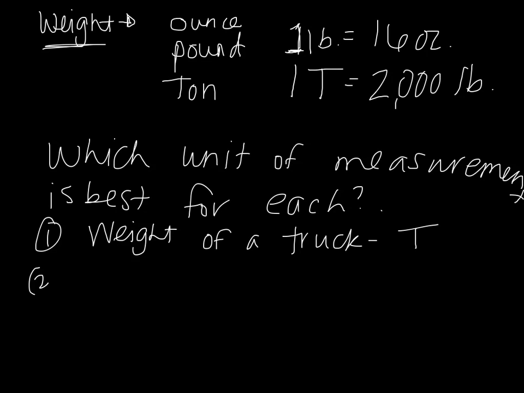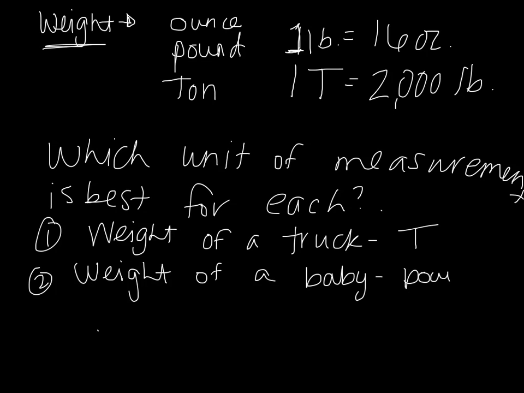What about the weight of a baby? Well, to find the weight of the baby, I just said, when they're born, they're like 9 pounds, 2 ounces. That'd be a big baby. But so we would want pounds for this one. Pounds. Okay, 3 says the length, of a swimming pool.